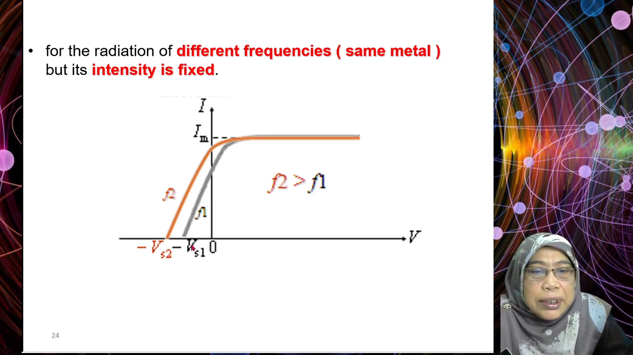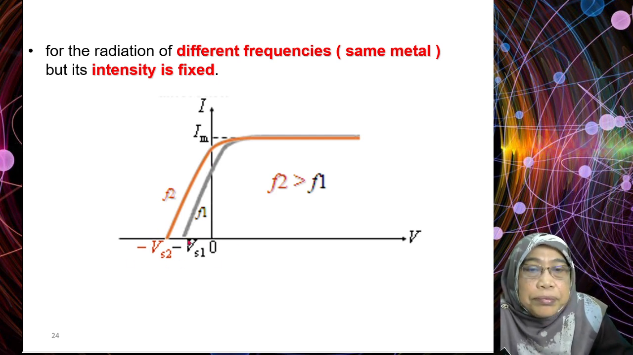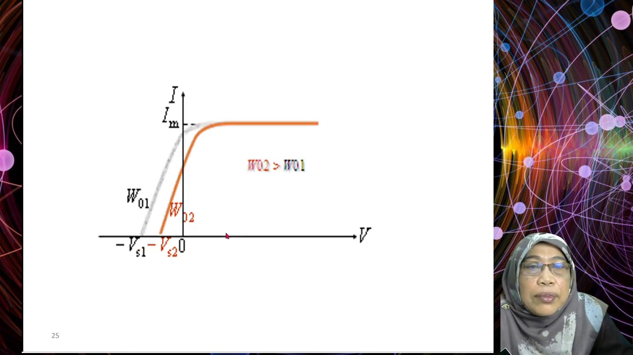So here let's say this Vs1 is negative 5, Vs2 is negative 10. Actually, Vs2 is higher compared to Vs1. 10 compared to 5, not negative 10 compared to negative 5. This is the reverse potential.